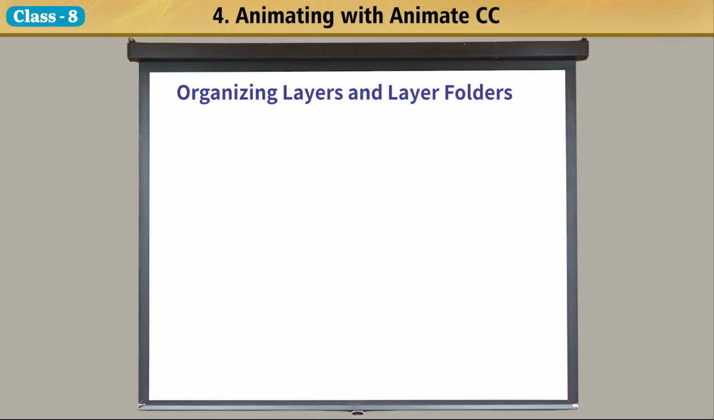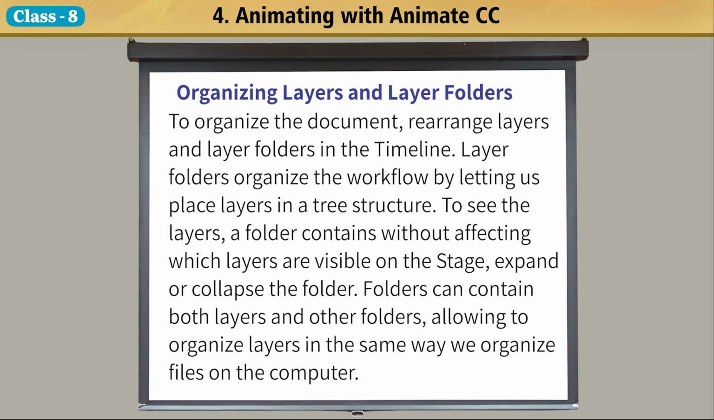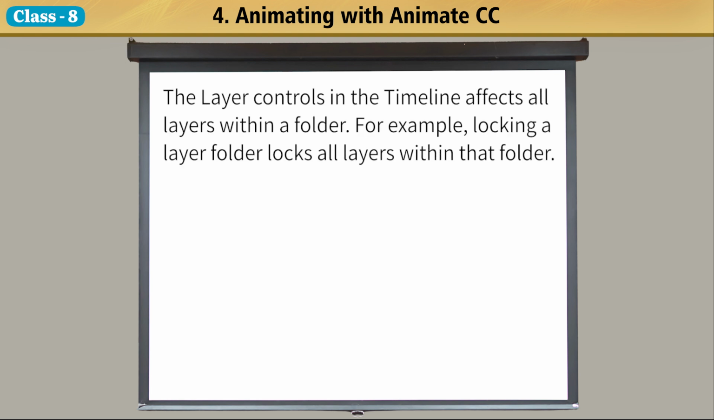Organizing layers and layer folders. To organize the document, rearrange layers and layer folders in the timeline. Layer folders organize the workflow by letting us place layers in a tree structure. To see the layers a folder contains without affecting which layers are visible on the stage, expand or collapse the folder. Folders can contain both layers and other folders, allowing us to organize layers in the same way we organize files on the computer. The layer controls in the timeline affect all layers within a folder. For example, locking a layer folder locks all layers within that folder.